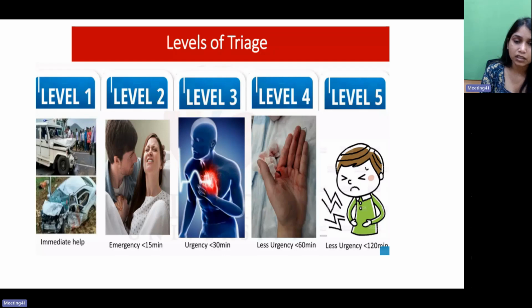Level 4, less urgency. If you have any cut or anything in your hands, then fine, you can wait for some time, because it will not be a kind of loss. In those conditions you cannot wait, a life can be at risk, it will be terrible, it is not safe. And in level 5, if you have any stomach pain, it requires more time, meaning you do not need to hurry in these conditions.